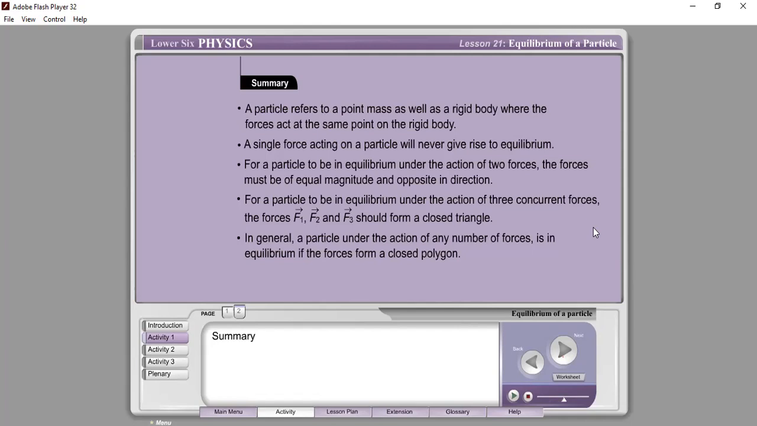and opposite in direction. For a particle to be in equilibrium under the action of three concurrent forces, the forces F1, F2, and F3 should form a closed triangle. In general, a particle under the action of any number of forces is in equilibrium if the forces form a closed polygon.